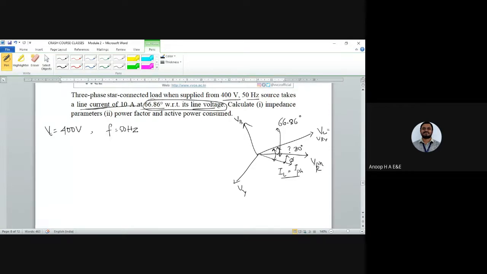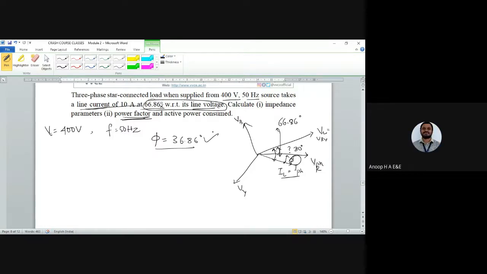Yes, 66.86 degree with respect to the line voltage. So what is this angle phi? 36.86. Exactly. So this phi we have to use for power factor calculation. So it is 36.86 degree and not 66.86. It is said to be lagging in nature, and you have to take this.